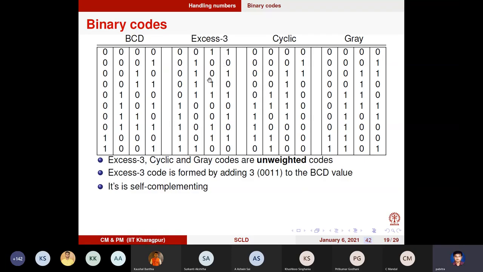You get the XS3 code by just the following process. You take a decimal number, take its natural BCD code, 8421 code, add 3 to it. Just add 3 to it. You get the XS3 code.